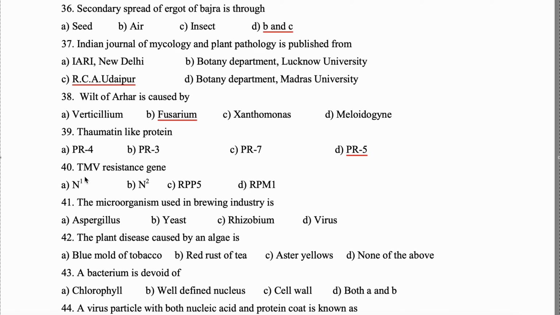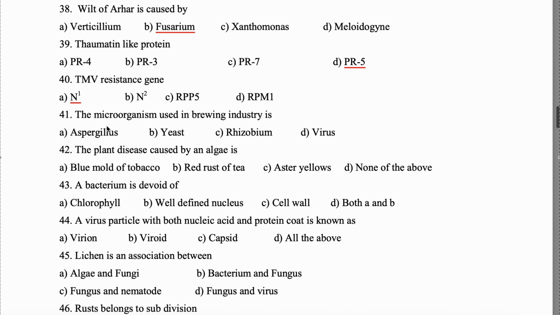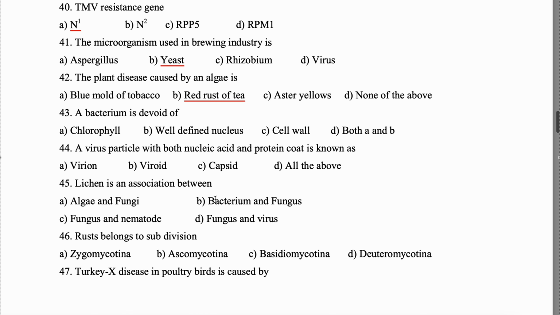Next, question 40. TMV resistance gene. TMV resistance gene is N1. 41. The microorganism used in brewing industry. It is yeast. Question 42. The plant disease caused by an alga. It will be red rust of tea.